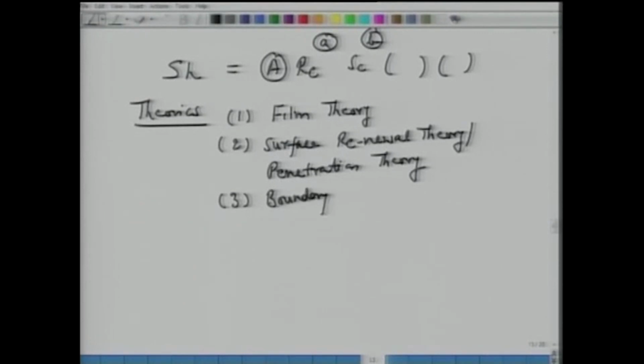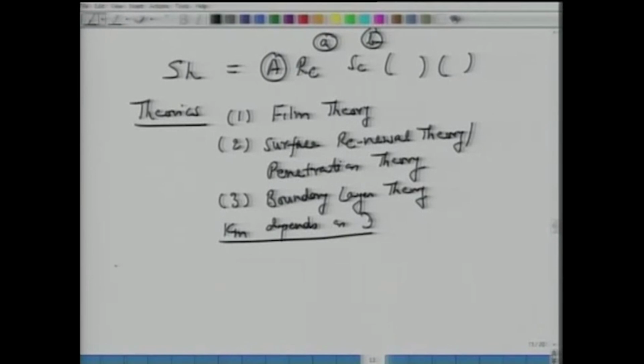You may have done boundary layer theory to some extent in your previous class on fluid mechanics or hydrodynamics. We will just go very briefly through these theories to see how Km, the mass transfer coefficient, depends on diffusion coefficients.